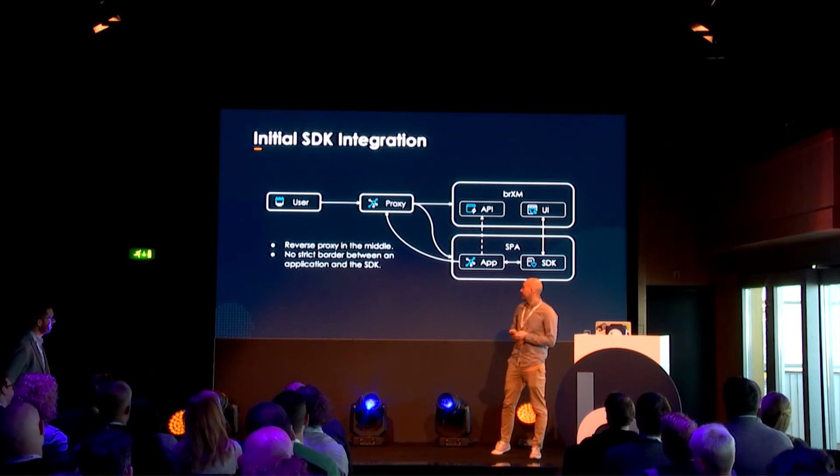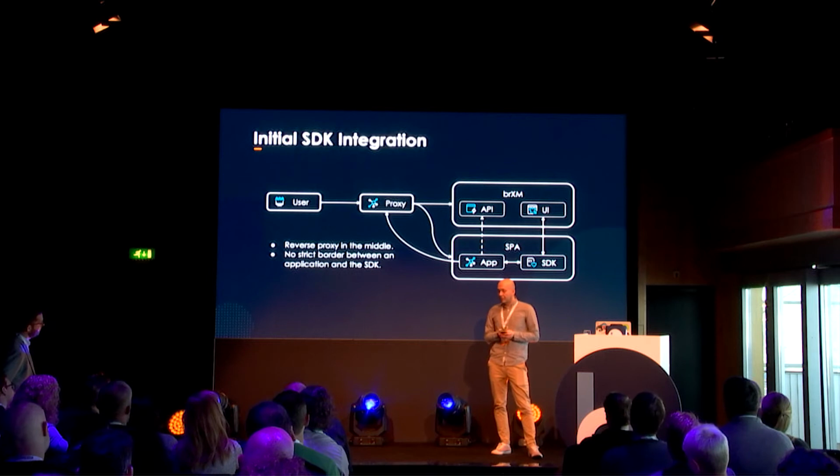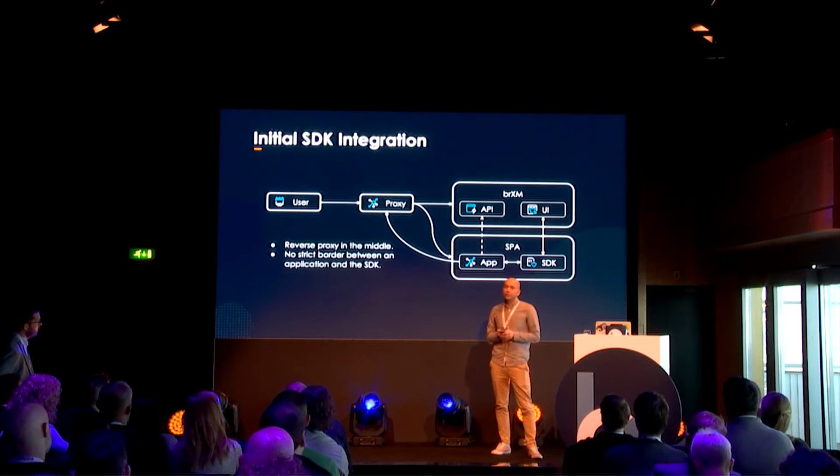And the second disadvantage was that there was no strict border between the SPA and the SDK. So the SPA was using some data generated by the SDK to talk to BRXM, then it had to pass back all the responses, all the data back to the SDK to process that. This all was producing lots of imperative configuration glue code, which was causing tons of bugs in production.